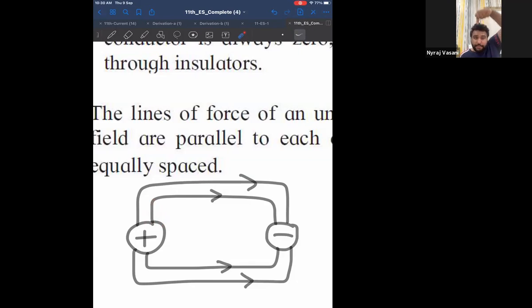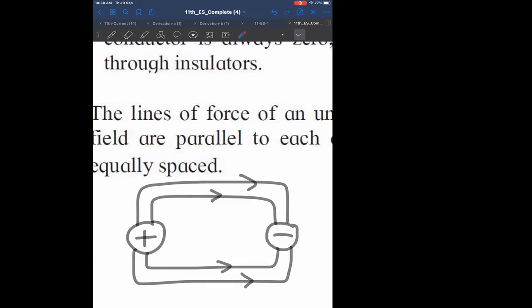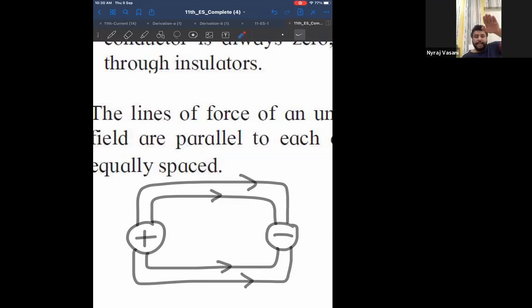Helicopter always lands perpendicular to the ground. Aeroplane always takes off and lands parallel to the ground. Have you seen? Aeroplane before landing, it is parallel to the ground and then they land, correct? Helicopter directly takes off vertically and directly lands. Understood? Therefore, these are the points of electric lines of force.